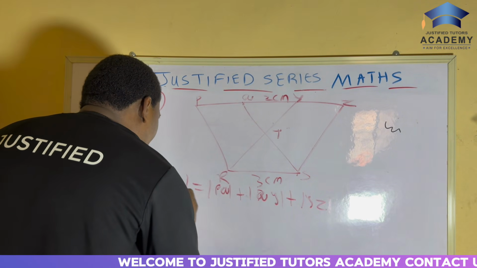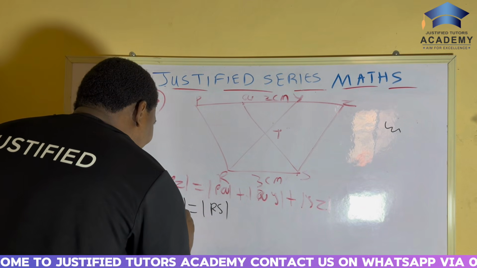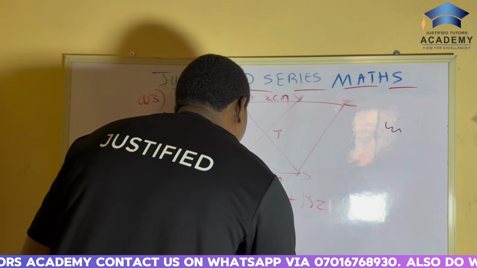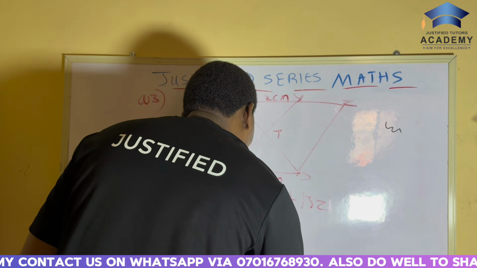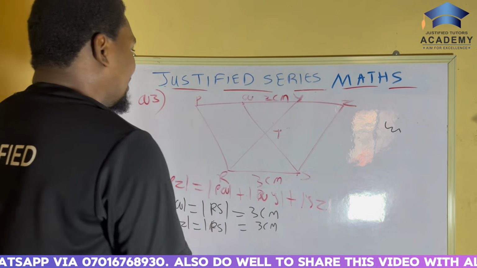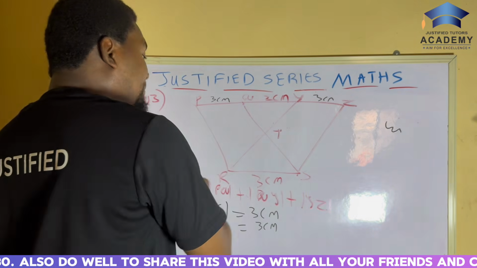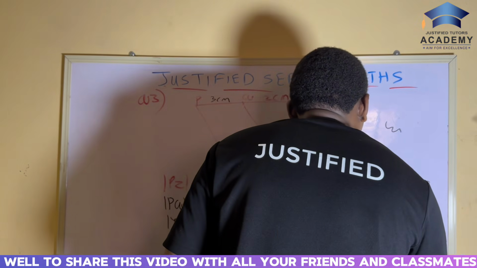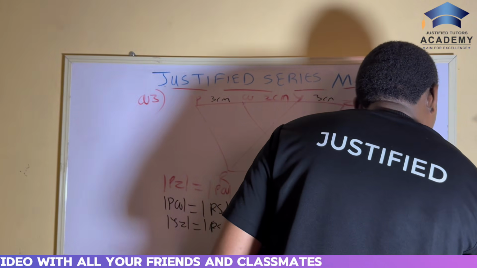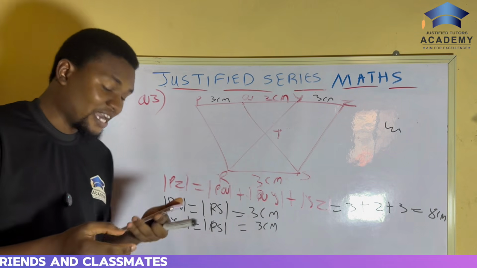So PQ is equal to RS, and YZ is equal to RS as well. I mean that both of them will be 3 centimeter. And if both of them are 3 centimeter, it means that our PZ will now be 3 plus 2 plus 3. That will give us 8 centimeter. Let me see if I'm correct. 8 centimeter. Yes, I am very correct.